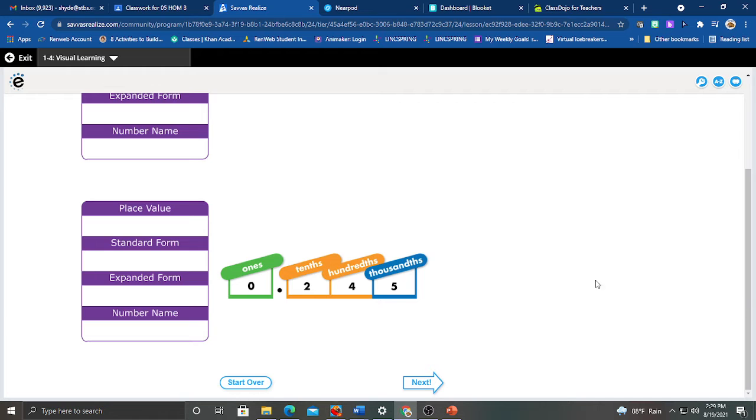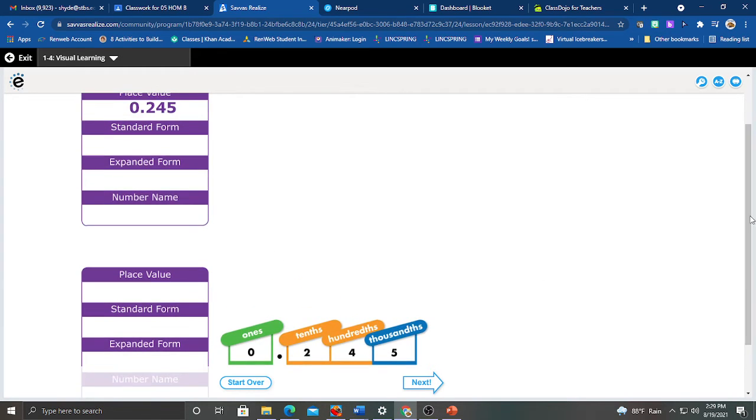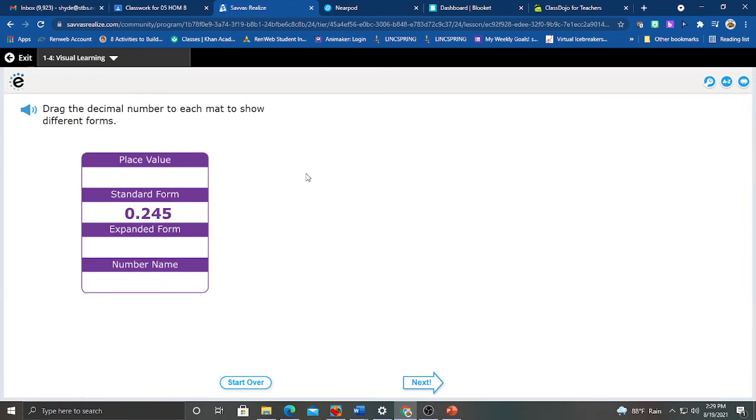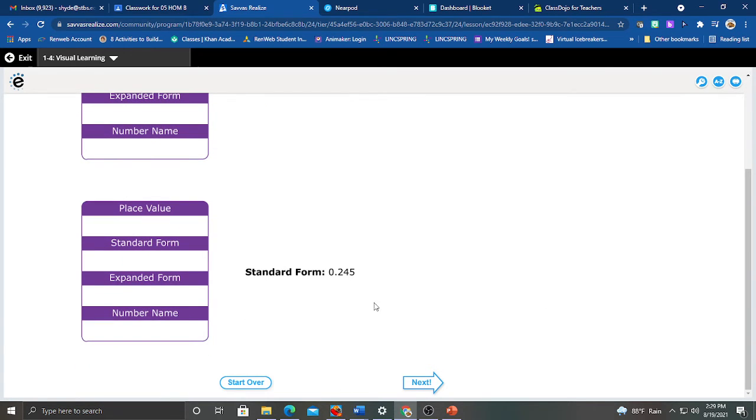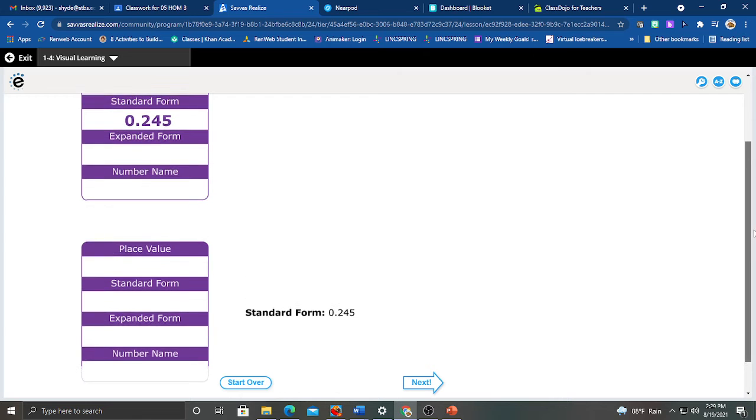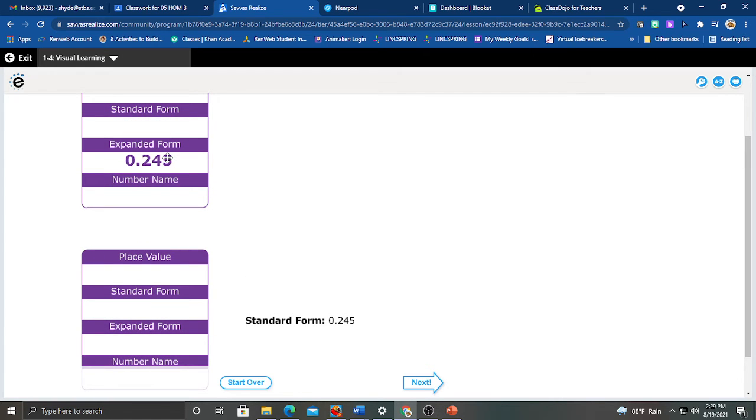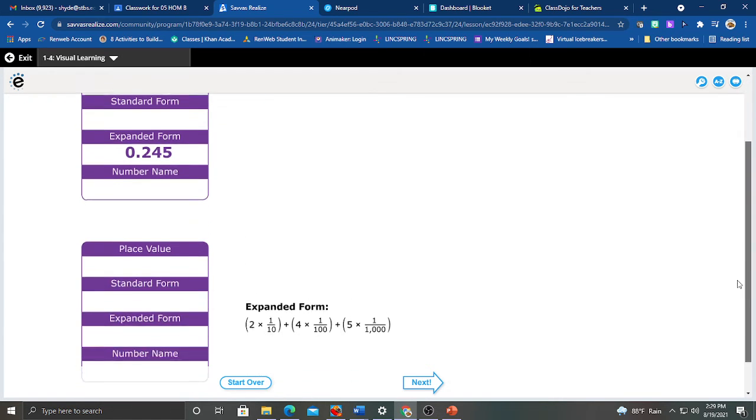0.245, and you have each place value, the tenths, the hundredths, and the thousandths for the decimal. Now, if we were to put it into standard form, it would give us the original number that we are seeing now. Now, the expanded form, remember what we talked about, the place value chart. This helps you a lot.